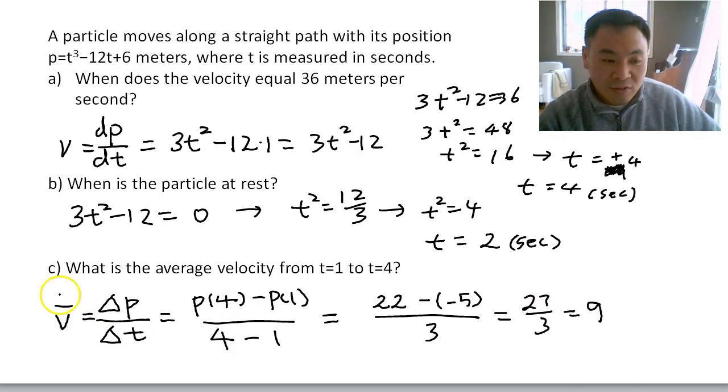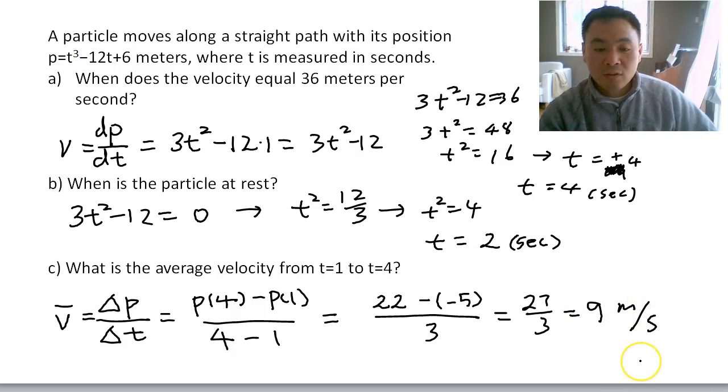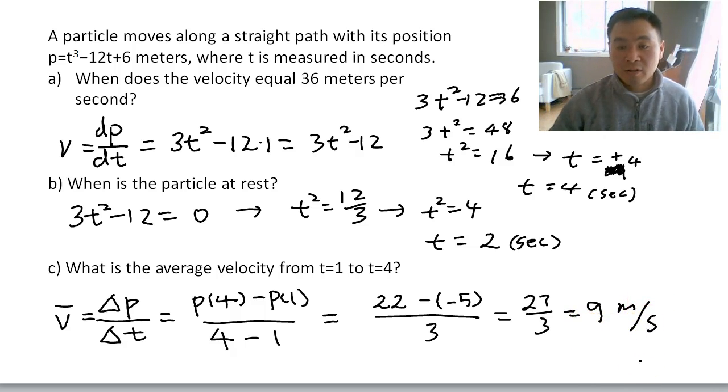And because this is about the velocity, the correct unit is, well, p has the unit of meters, as you can see over here, meters. And t has the unit of seconds, so you have to divide it by s. So the correct answer is 9 meters per second. That is how you do the average velocity.